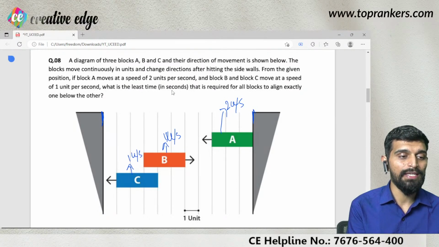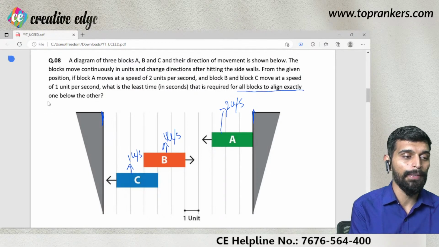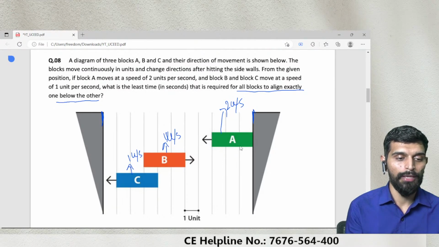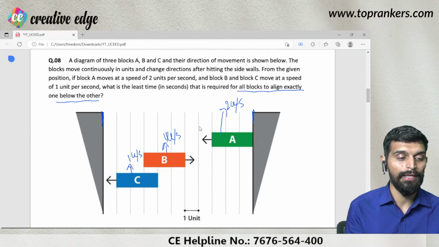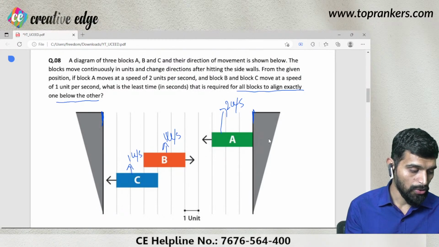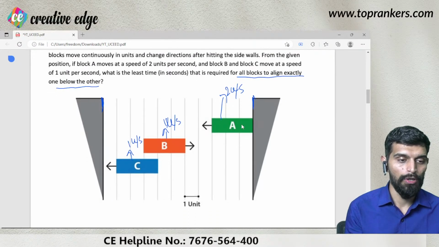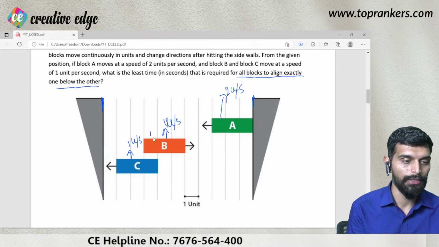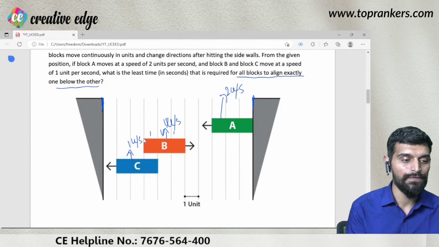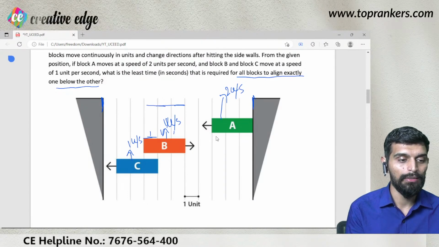What is the least time in seconds required for all blocks to align completely, exactly one below another? So when will these blocks be exactly in one line, that is what is asked, right? So let's talk about how to solve this one. If you have counted this, this is 1, 2, and 3. Each block has a size, and I'll be counting these lines.